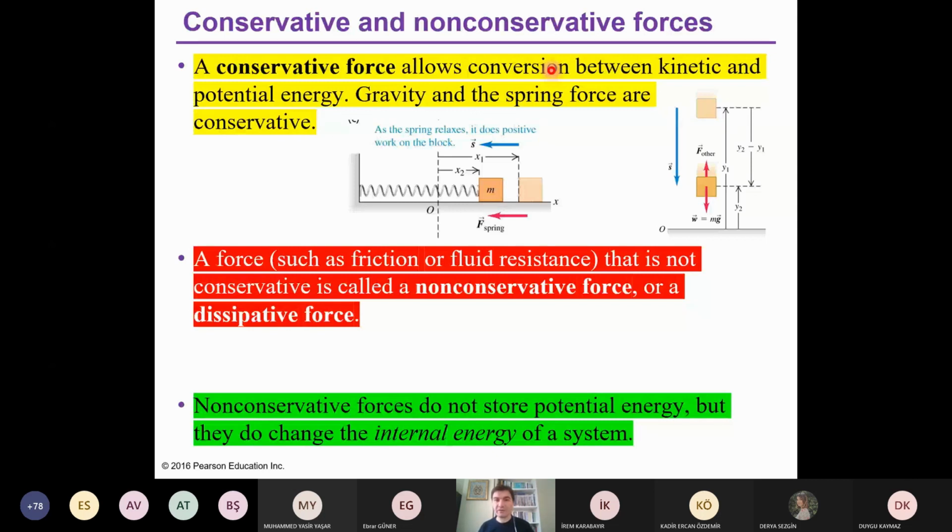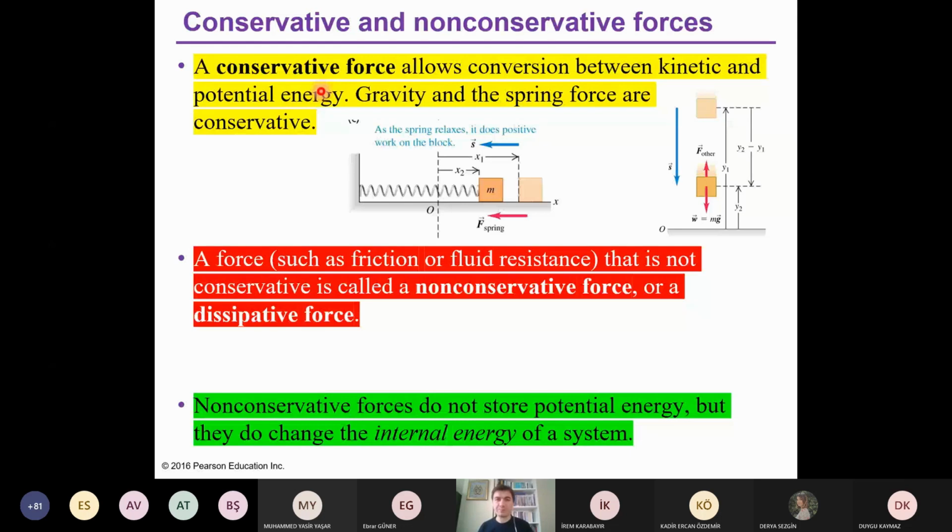So let me start with the conservative forces. For example, gravity and the spring force. Here we have a spring, and this spring applies a force in this direction on this mass, let's say. So this spring force and also the gravity are conservative forces. What is the main property of a conservative force? That they allow conversion between kinetic and potential energy. Okay? This is very important. If we have a conservative force, then it allows conversion between kinetic and potential energy.